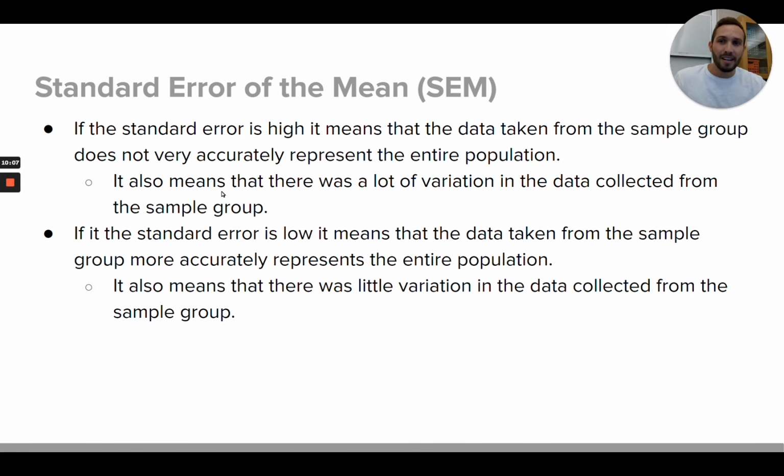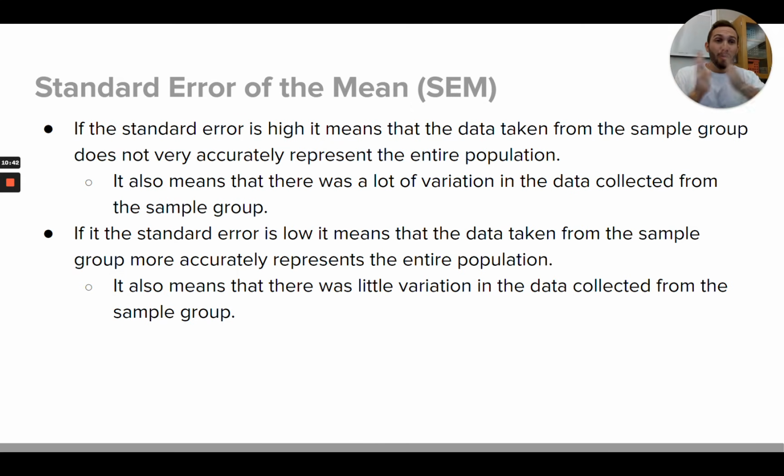It also means a second thing. Having a large standard error also means that there was probably a lot of variation in the data that you collected from your sample. So when I was measuring the height of my juniors, maybe if I had a large standard error for that group, that would mean there's probably a lot of variation in that group. Maybe I was measuring people and they were like 5'7", 5'8", 6'3", 4'11", 4'5", 5'3". There was a huge variation in the data, a lot of different data points in that group.